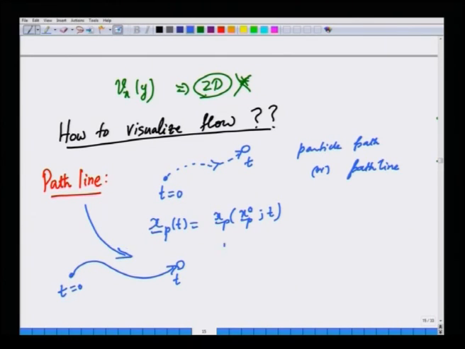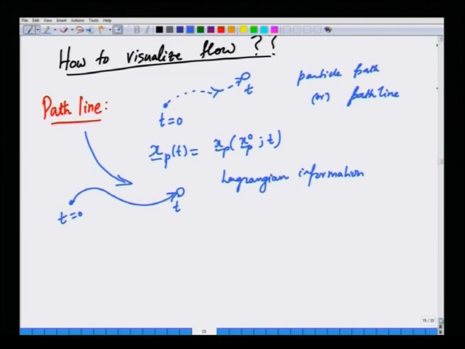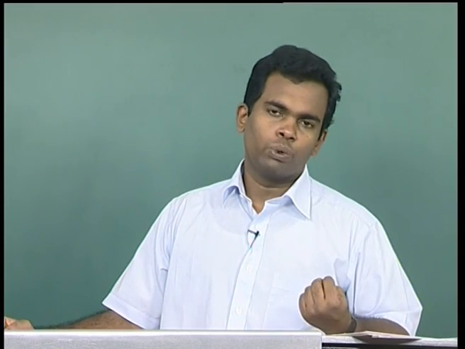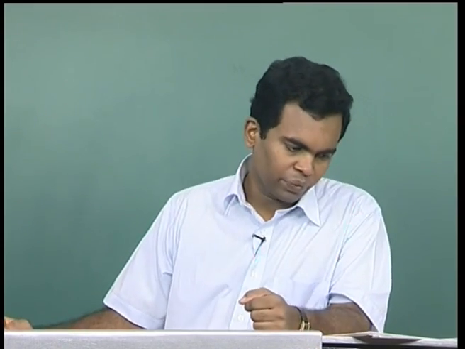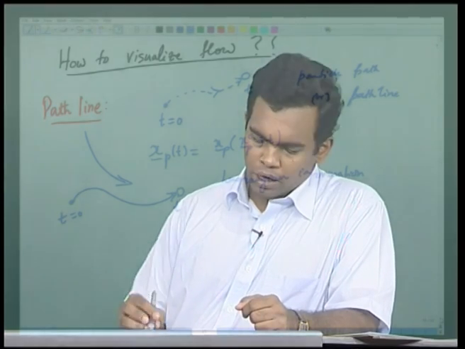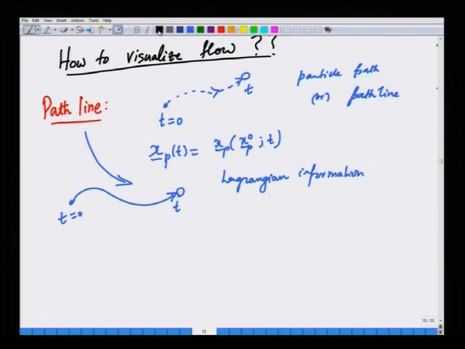Okay. This is inherently a Lagrangian notion. The path line has Lagrangian information because you are following a point identified by its initial location by means of a colored dye or a puff of smoke, and then you are viewing its spatial evolution as a function of time. Okay. Now, another useful notion is called a streak line.